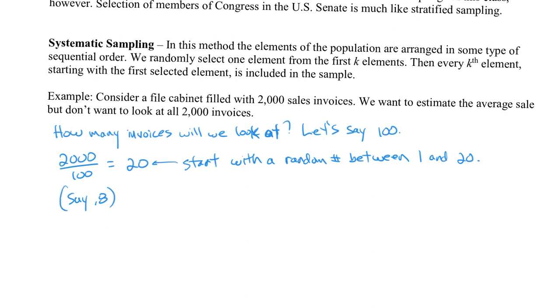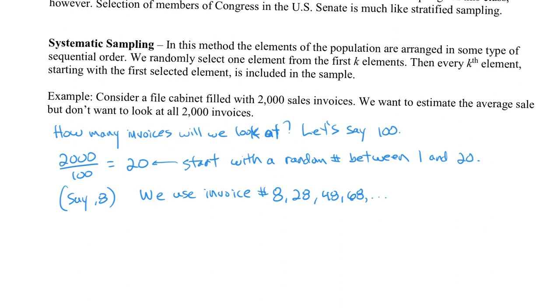Then what we do is we're going to use invoice number 8, 28, 48, 68, and so on. So what we did is we started at this 8, and we take this 20 and just add it. Remember, these are all in order. So we go with the 8th one, and then we select the 28th one, the 48th one, the 68th, the 88th, and we keep going. We keep counting by 20 until we get to the end of the list. When we're all done, we will have 100 of those invoices. Those are the 100 we are going to use for our sample.